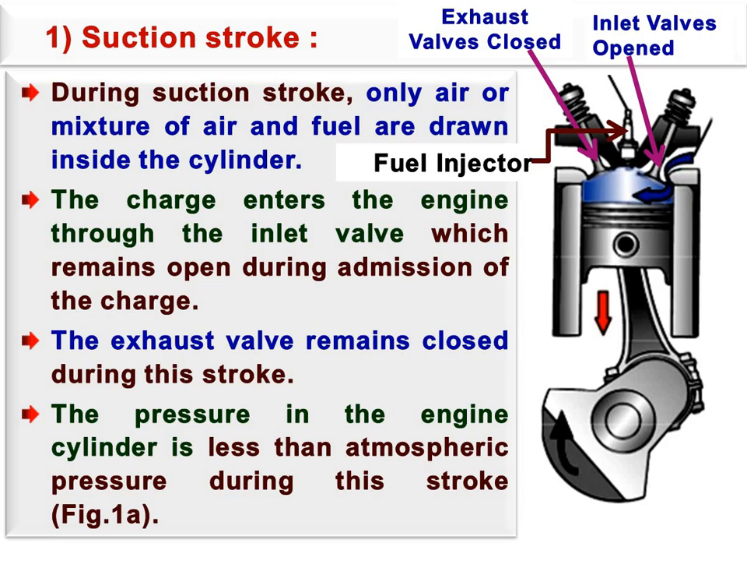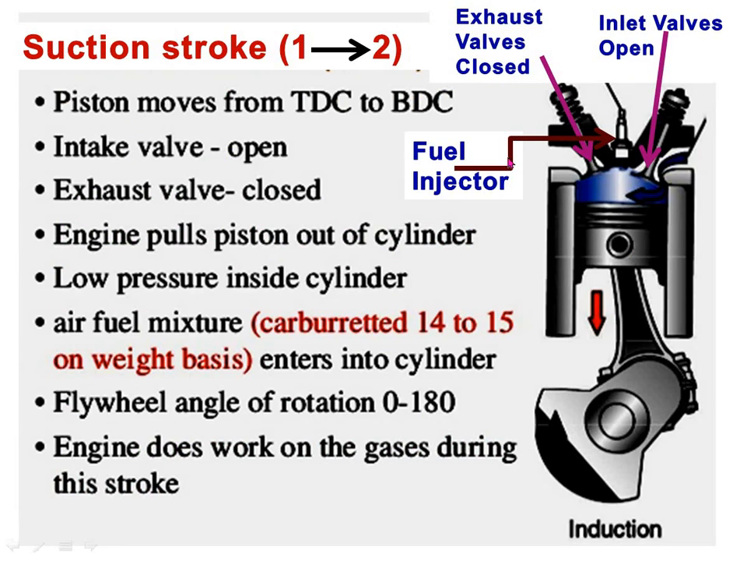Therefore there will be vacuum inside the cylinder, so the pressure inside the cylinder remains below the atmospheric pressure. So naturally, through the opening of the inlet valve, air comes into the cylinder due to the vacuum pressure inside the cylinder. We can represent this as the suction stroke, 1 to 2.